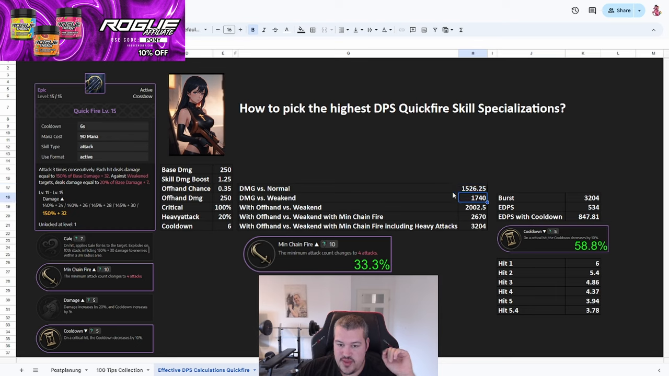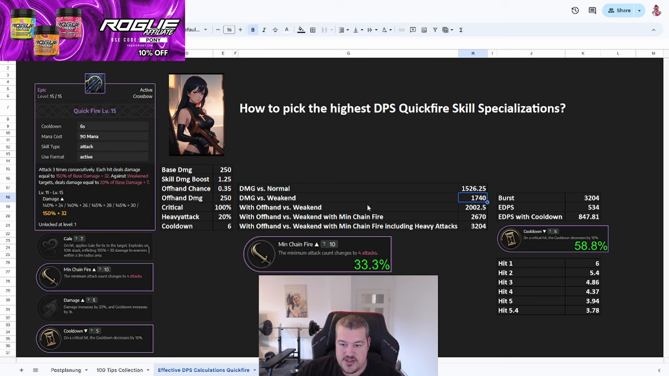We are also assuming that we are playing perfectly. It takes too much time to do all the calculations for not being able to weaken a monster or whatever. We are looking at a proper rotation, so the max capacity of what the skill is able to do if you're playing it correctly.